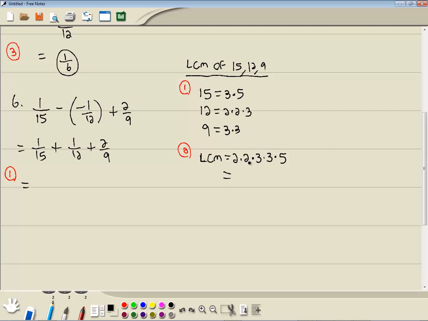Let's see. 2, 4, 12, 36 times 5. 0, 3, 180. Let me see. 15, 30, 60, 180. Yeah, 180. So we're going to rewrite each one of these fractions with that new denominator.